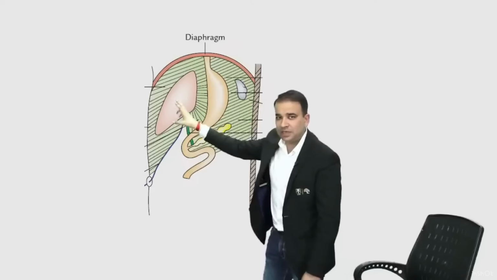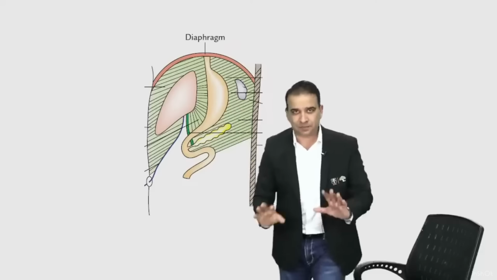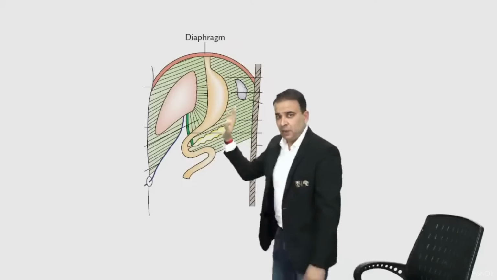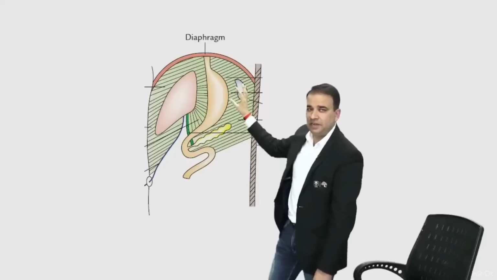In the ventral mesogastrium, the liver will develop. In the dorsal mesogastrium, spleen will develop. Let's take it nice and easy, guys. Ventral mesogastrium, liver will develop. Dorsal mesogastrium, on the back side, the spleen will develop here.